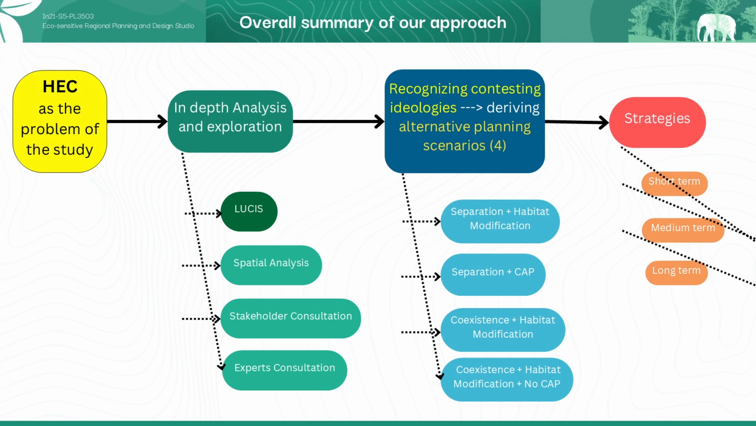So we have already come to the end of our presentation. Let's have a quick summary of our approach. We selected human-elephant conflict as the problem of our study. Then we conducted in-depth analysis and exploration of our problem. We used LUCIS as the basis, and we used spatial analysis, stakeholder consultation, and expert consultation for this analysis. When finding a solution for this problem, we came up with 3 contesting ideologies. Then we converted those 3 contesting ideologies into 4 different alternative solutions.